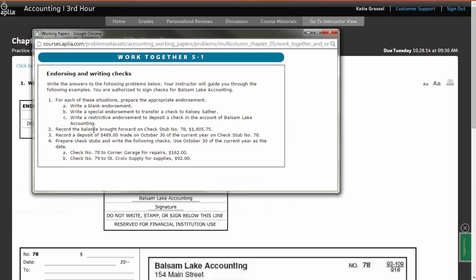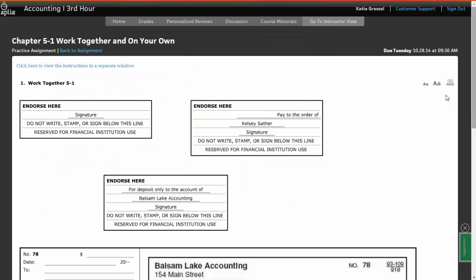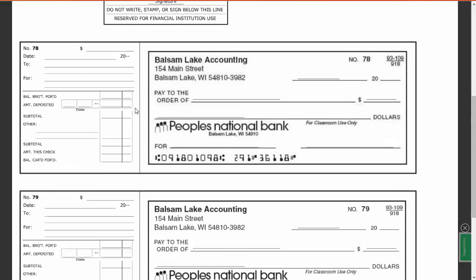Instruction number 2, record the balance brought forward on check stub number 78 to $1,805.75. So I'm going to go right here on this line and type in $1,805.75. And you do need to put in a decimal point for that. Okay. Right here on check stub number 78, I put the balance, except I have an extra zero. I actually put in 10,000.